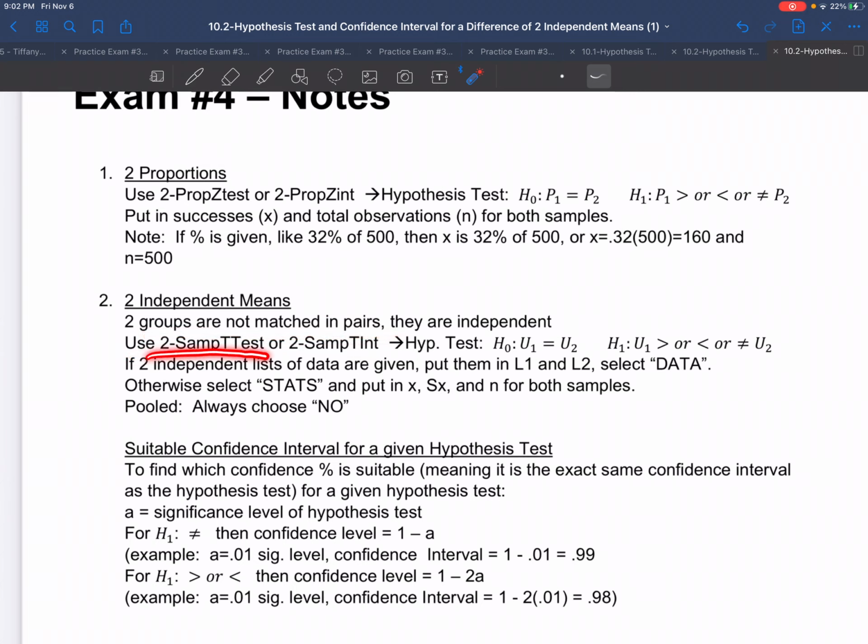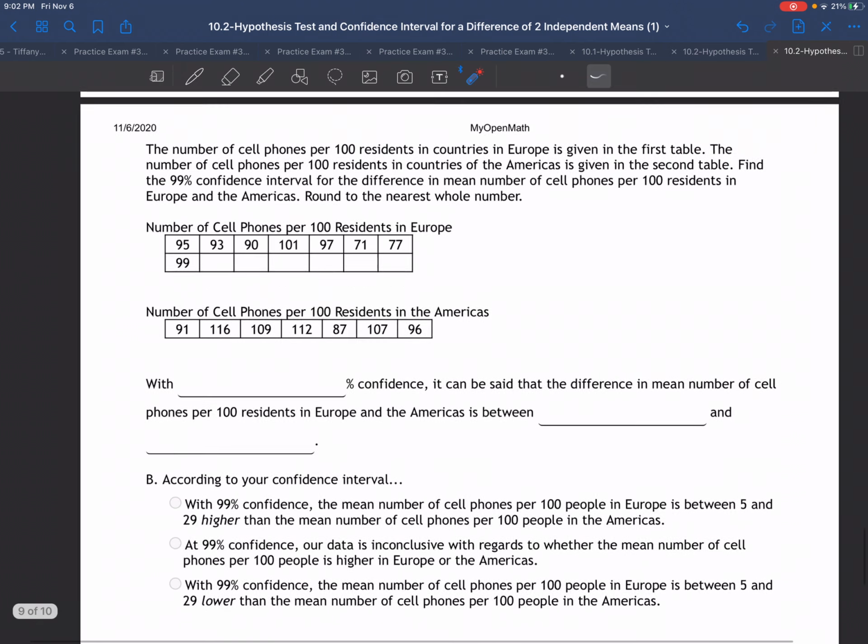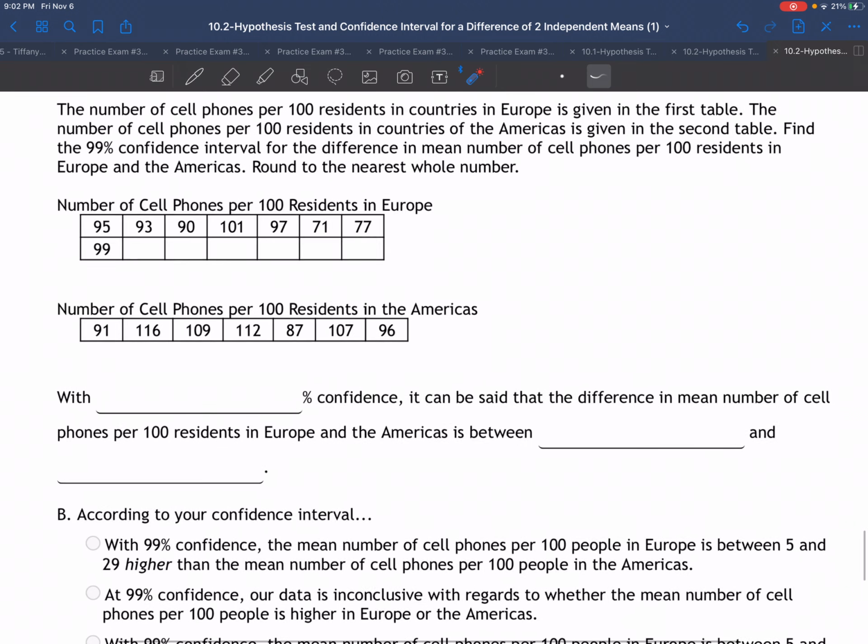Use the two-sample t-test or two-sample t-interval. Are we doing a hypothesis test or a confidence interval? A confidence interval. So the two-sample t-interval is what we do.